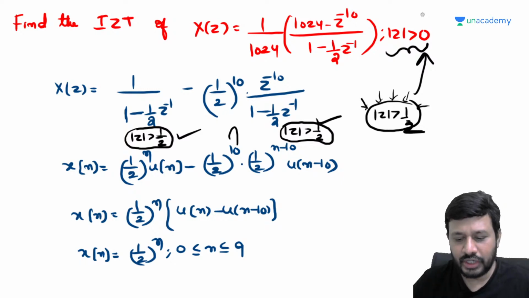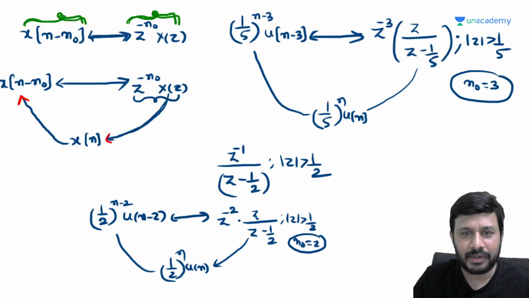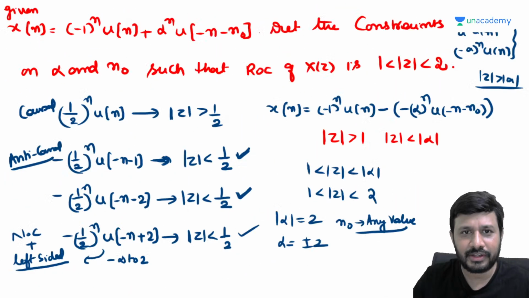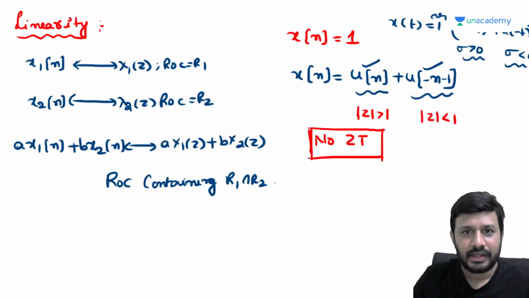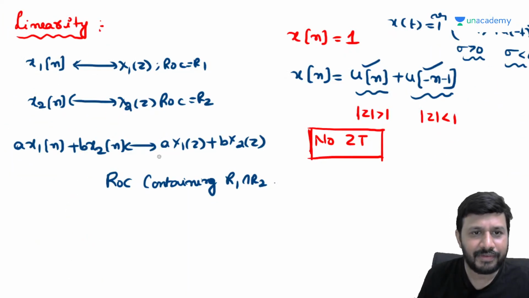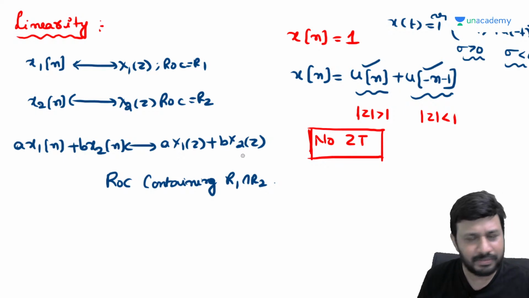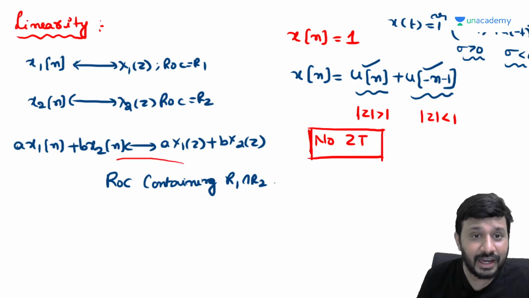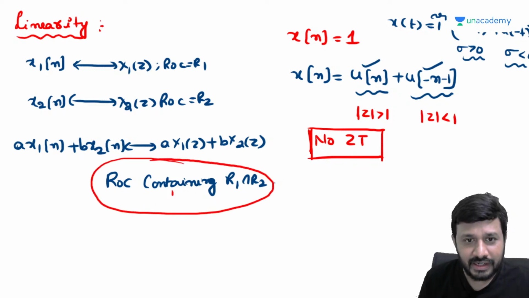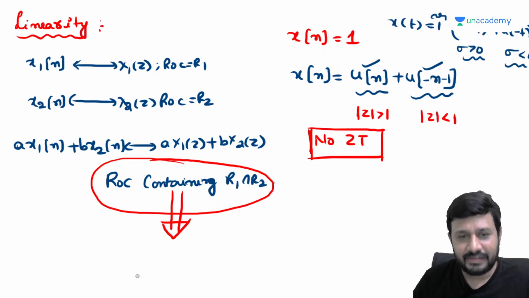That is where you have to understand the linearity property. What is the linearity property saying? Closely observe the linearity property. Linearity property is saying that A into x1 of n plus B into x2 of n forms a Z transform pair with A into X1 of z plus B into X2 of z, fine, with ROC containing R1 intersection R2. This word is there, containing. ROC containing R1 intersection R2 means the resultant ROC, what you are going to get after applying the linear combination, must contain the previous ROC. It is not guaranteed that ROC will be R1 intersection R2.